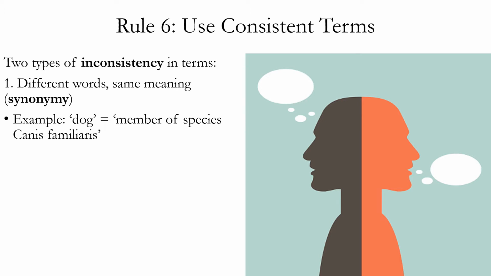One is using different words for the same meaning. This is a synonymous use of words or phrases. An example is dog versus members of the species Canis familiaris. And this type of inconsistency does not create a logical break in your argument. So it's not a problem in the argument's logical validity or logical strength. It just makes the argument less clear.